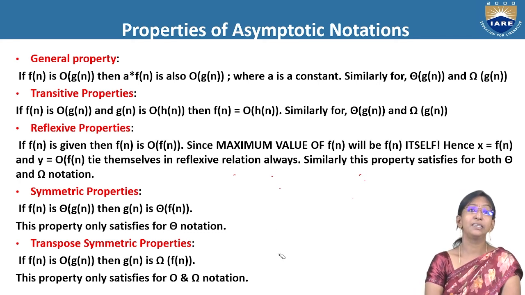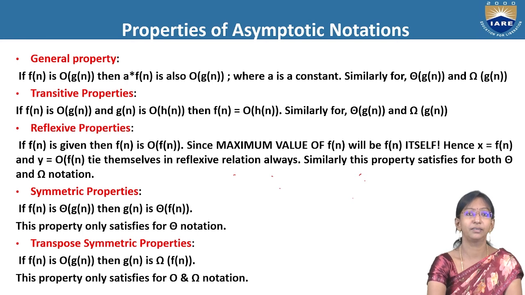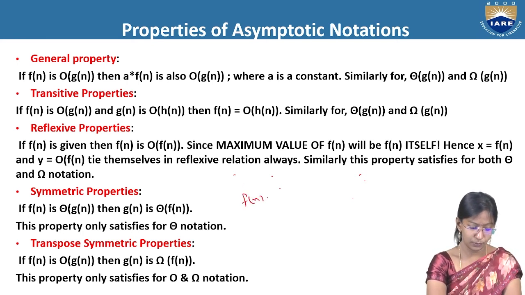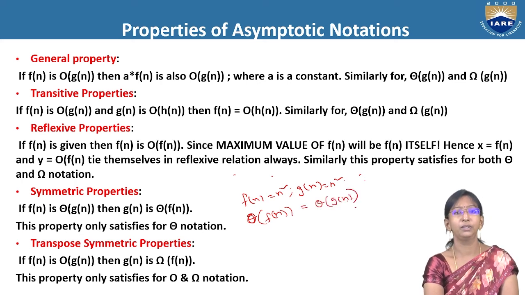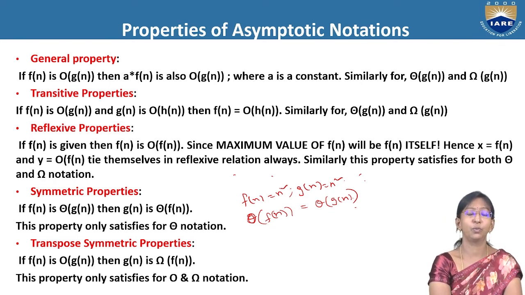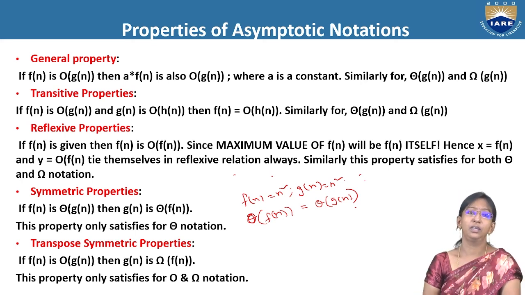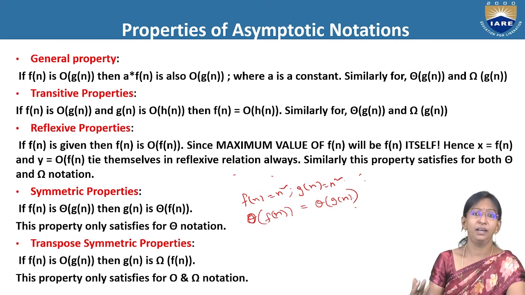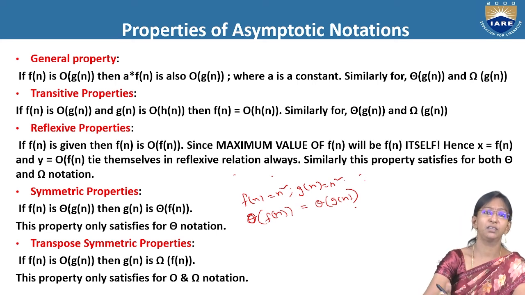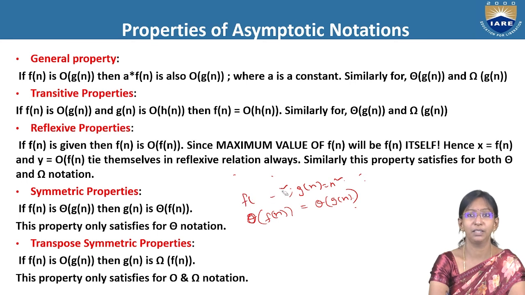Okay. So next comes the symmetric property. Let me give you an example for that. Say f of n is equal to n square and g of n is also n square. Then theta of f of n is equal to theta of g of n. Both are n square, right? So symmetric property is satisfied only by theta notation. Why? Because it deals with the upper as well as lower boundary. We cannot simply say that it is going to work for big O and omega notations also. Symmetric property is satisfied only by theta notation, but not by the remaining ones.